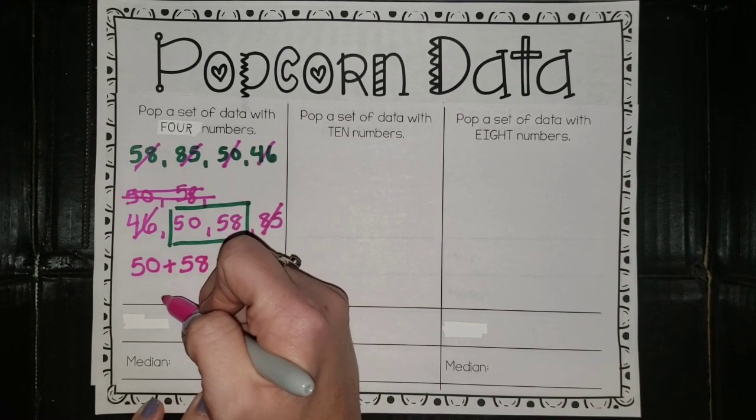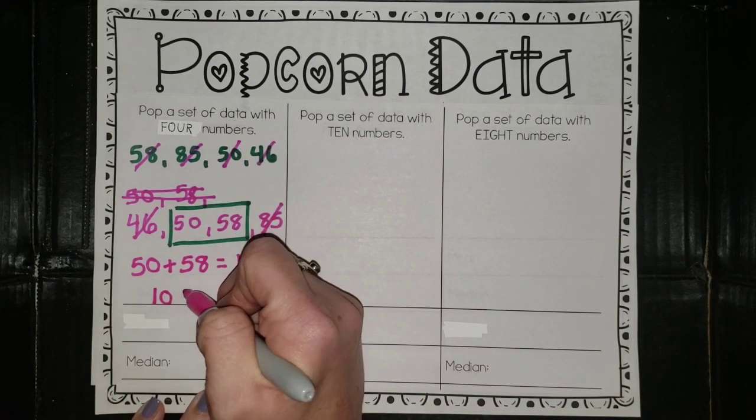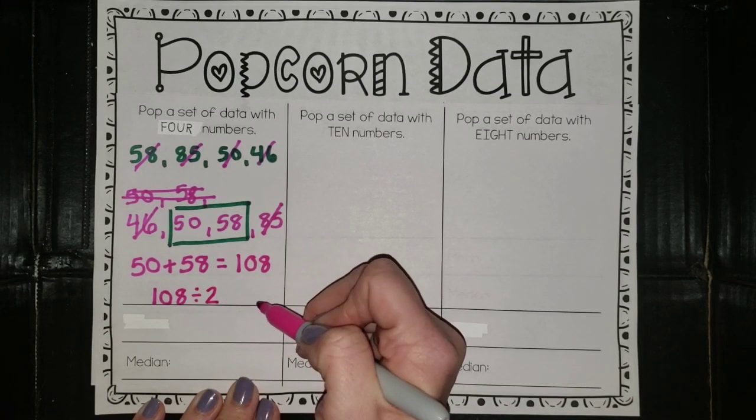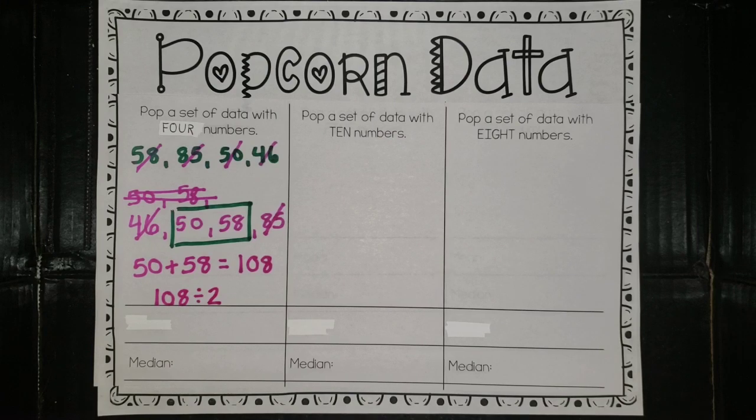And then I would think of 108 divided by 2. Now there are two ways that you can go about this at this time. One, you can whip out that calculator and you can divide 108 by 2. Or you can use your number sense to determine the quotient.